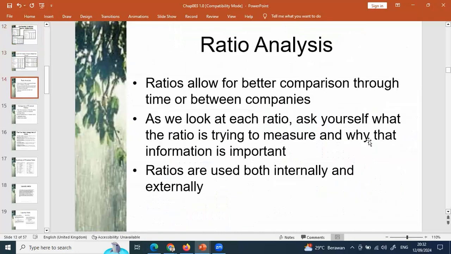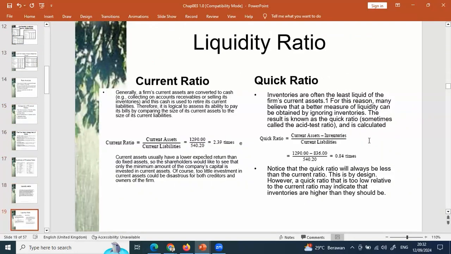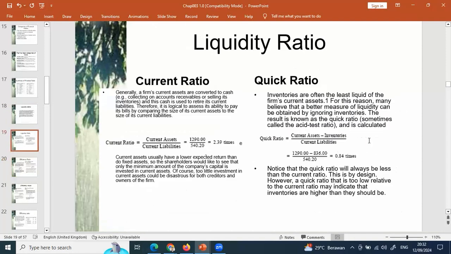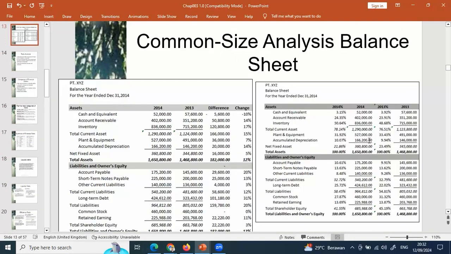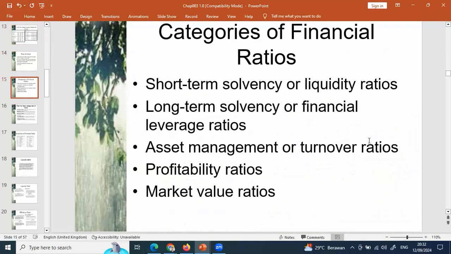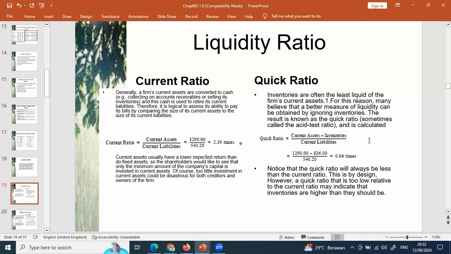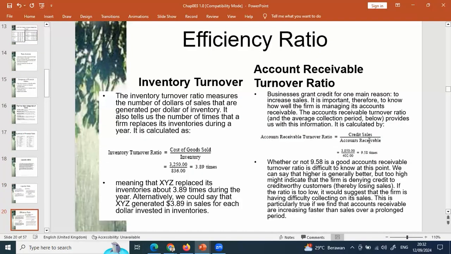$3,850 divided by account receivable 402. It is almost 10 times. Account receivable turnover ratio.